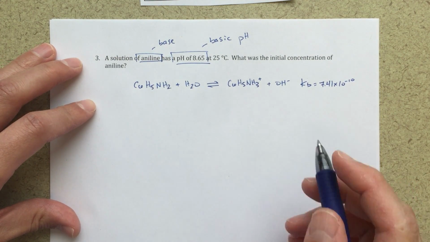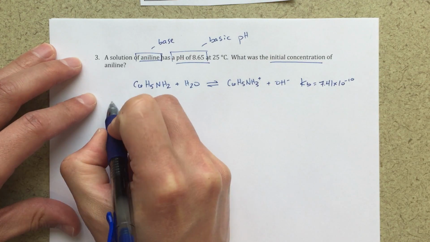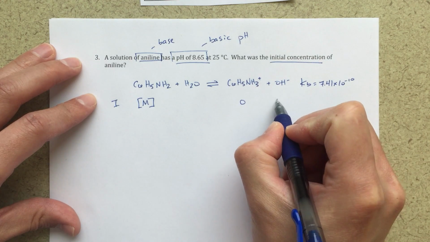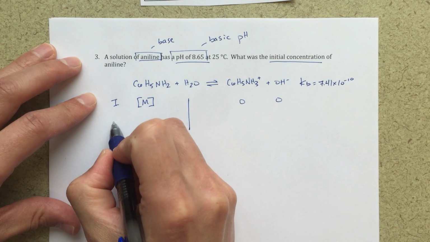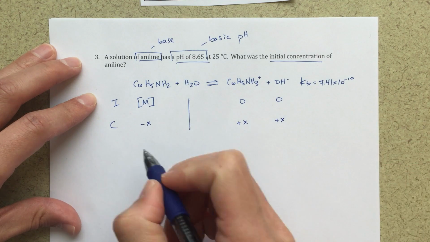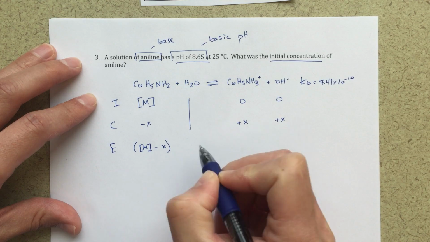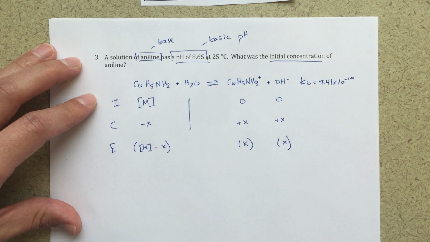The next thing is that I'm looking for the initial concentration. The way I would indicate that is to put a molarity in brackets, M, the initial molarity. This is what I'm looking for. Then I can fill out the rest of my ICE table. We're not going to worry about water. I'm going to have 0 and 0 here. My change line is going to be minus x and plus x. Then at equilibrium, I should have the initial molarity minus x, and x for my relative concentrations.